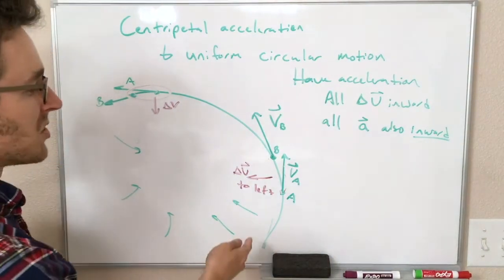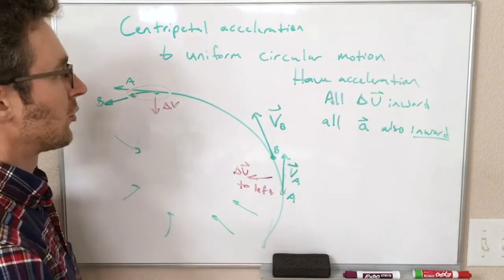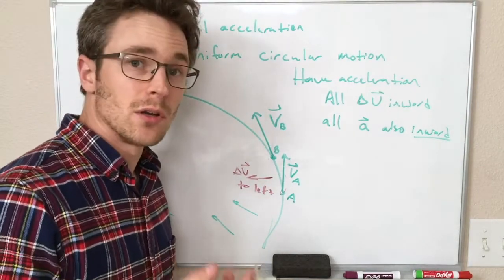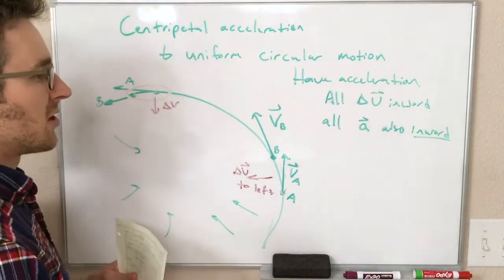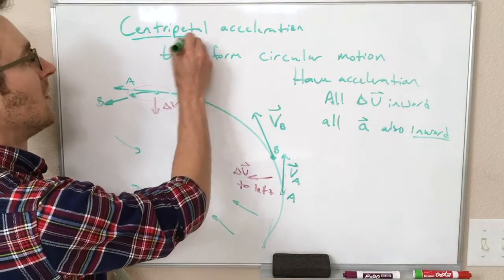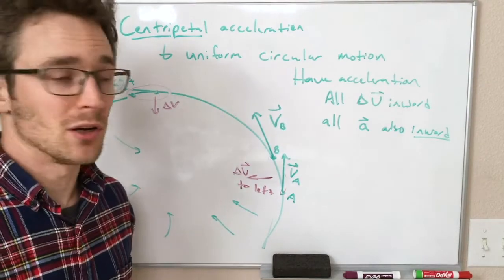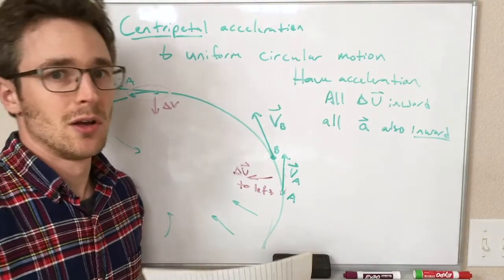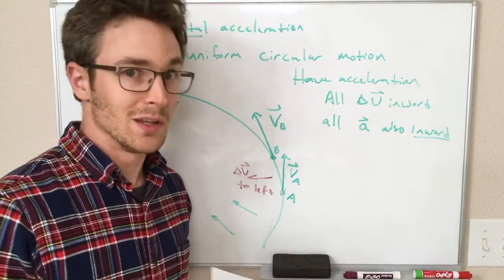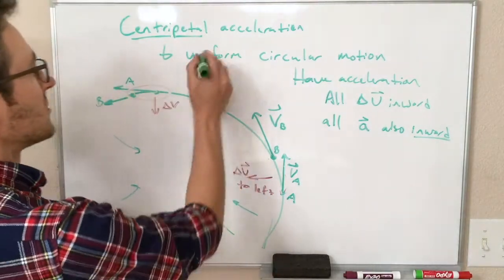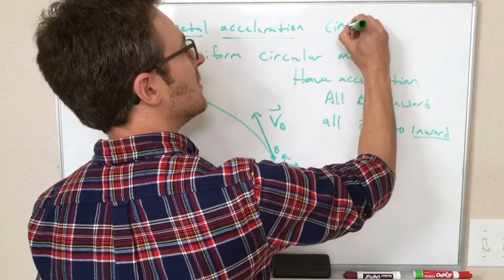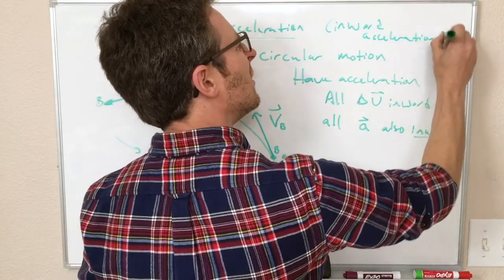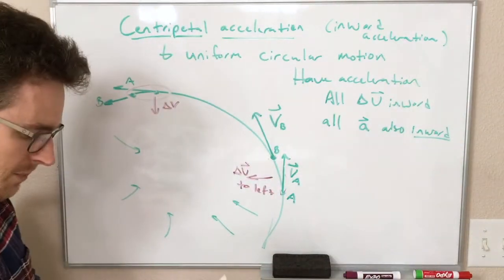So when we have an object moving around a circular path, even if its speed is staying the same, it is undergoing acceleration. And this acceleration is centripetal. The word centripetal here means center pointing. So like pointing towards the center, which is just another way of saying in the inward direction, right? So centripetal acceleration really just means inward acceleration.